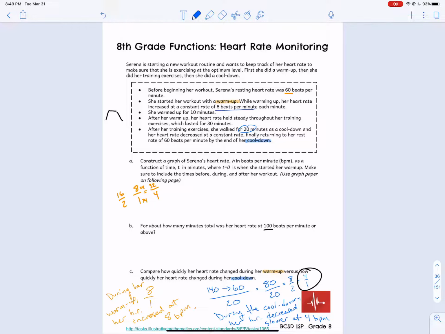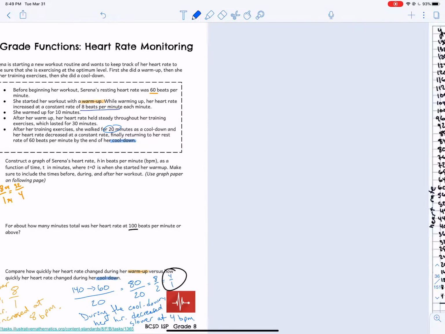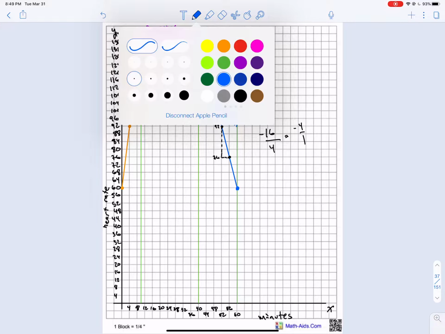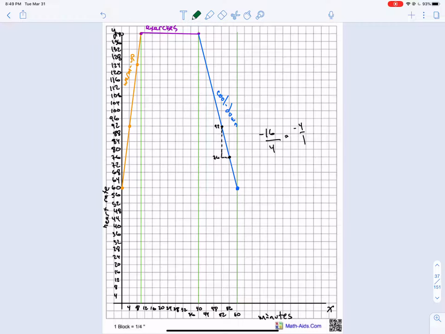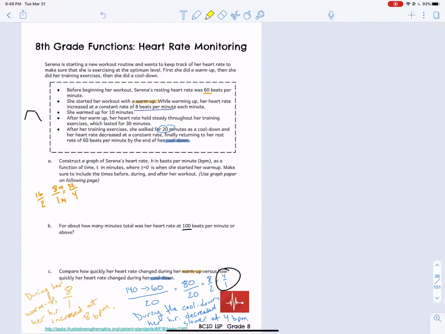All right, part B. For how many minutes total was her heart rate at 100 beats per minute or above? Okay, so coming back to our graph, I'm going to draw another guideline at 100 beats per minute. So here's 100 beats per minute. So I want a horizontal line. So I want to know all of this area above it. So all of this is the heart rate over 100. So how many minutes was that?